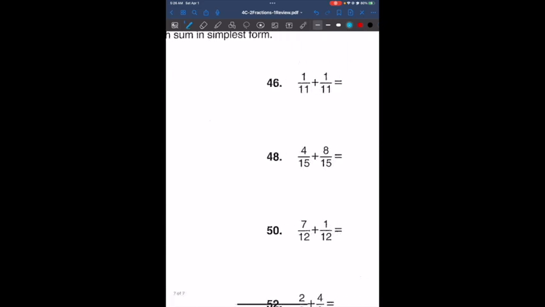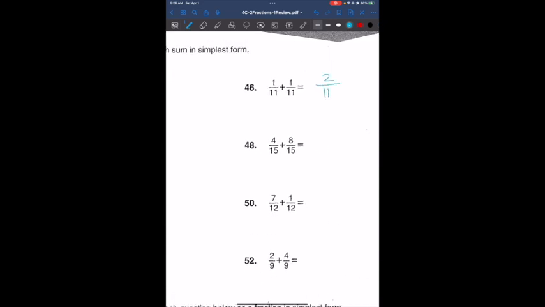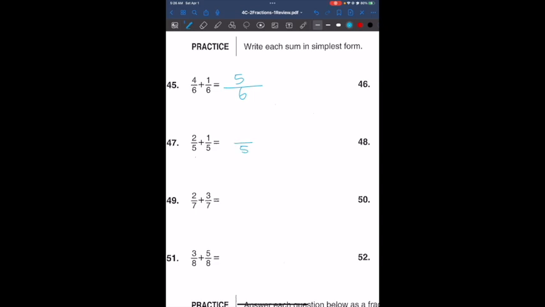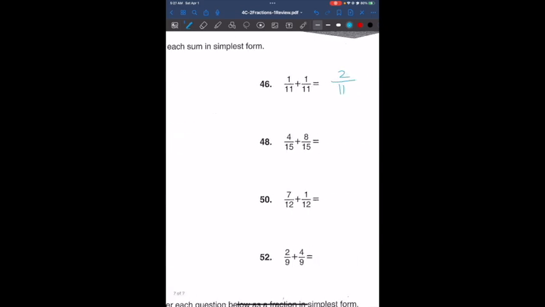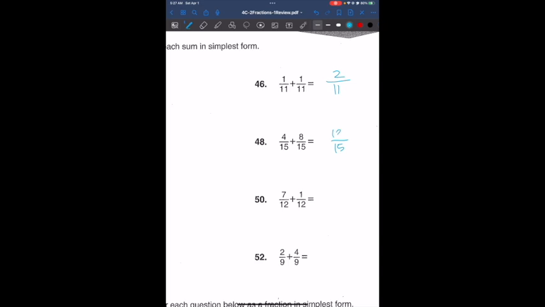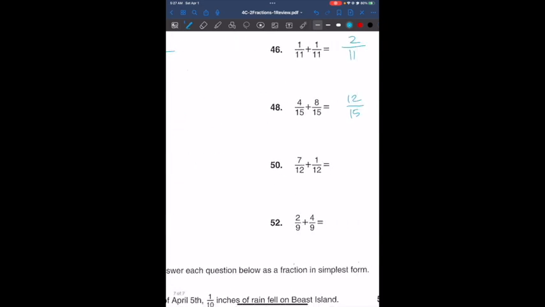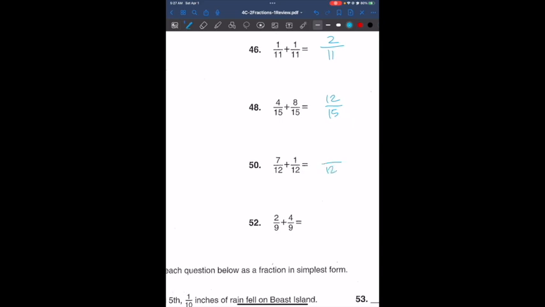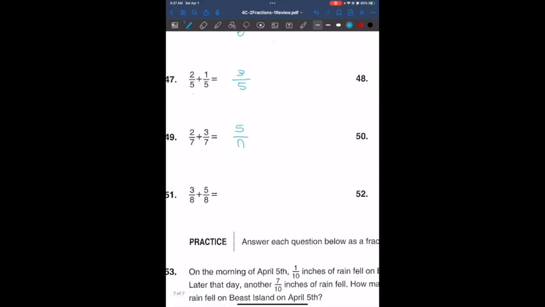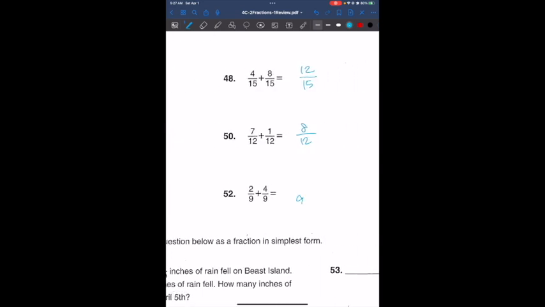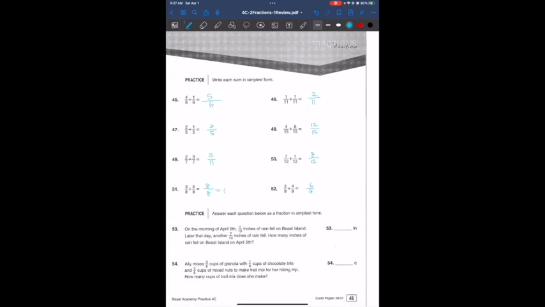And so now without the number line, same denominator, just add the numerator together. Same denominator, add the numerator. Same denominator, 8 plus 4 is 12. Same denominator, 2 plus 3 is 5. Same denominator, 7 plus 1 is 8. Same denominator, that's going to be 1. And same denominator, just add 2 plus 4 to get 6.